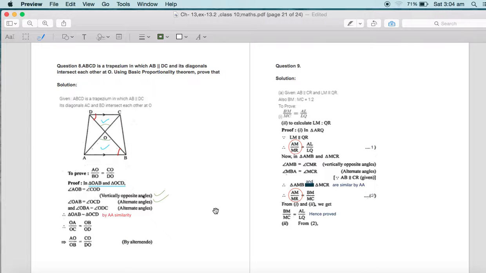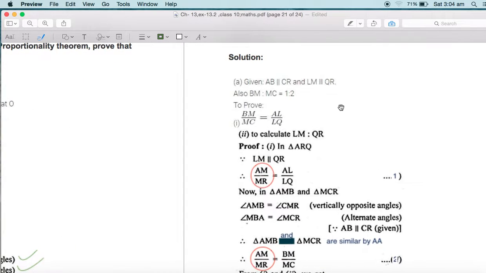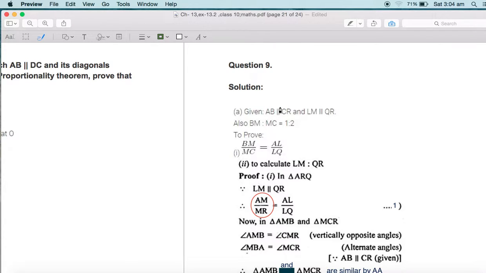Let's see what question number 9 is. Question number 9 says, given AB is parallel to CR. As I said, you should be ready with the book also and register also. My dear students, please see the figure from the book. Given that AB is parallel to CR and LM is parallel to QR. This is already there. And also we are given a ratio of two of the sides, BM and MC, that is 1:2.